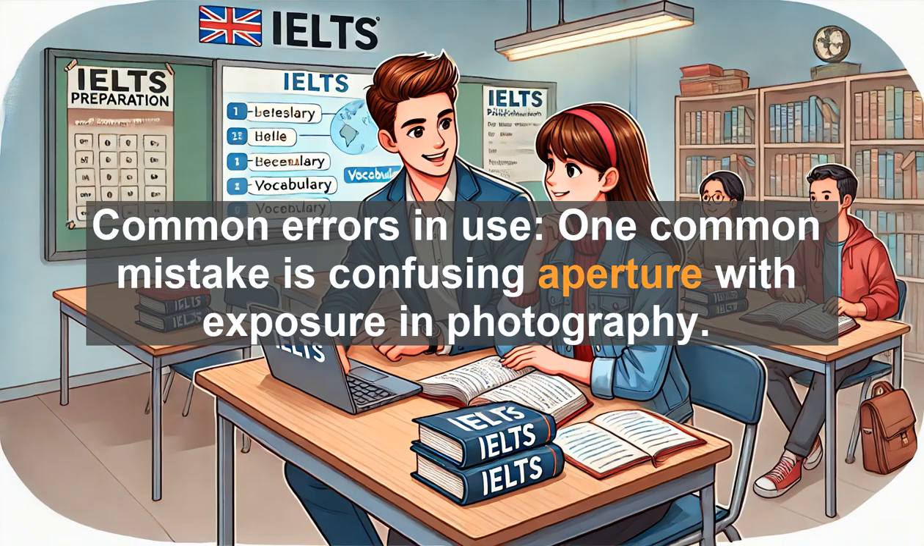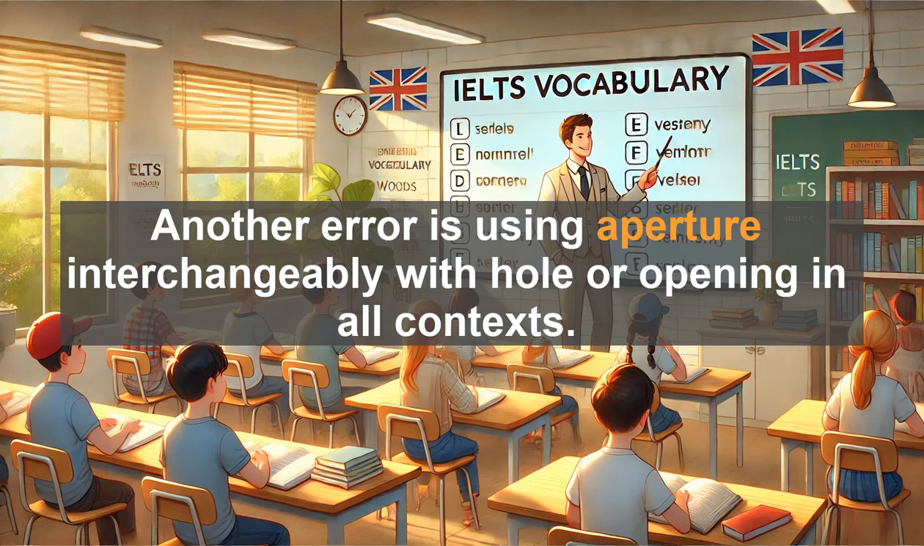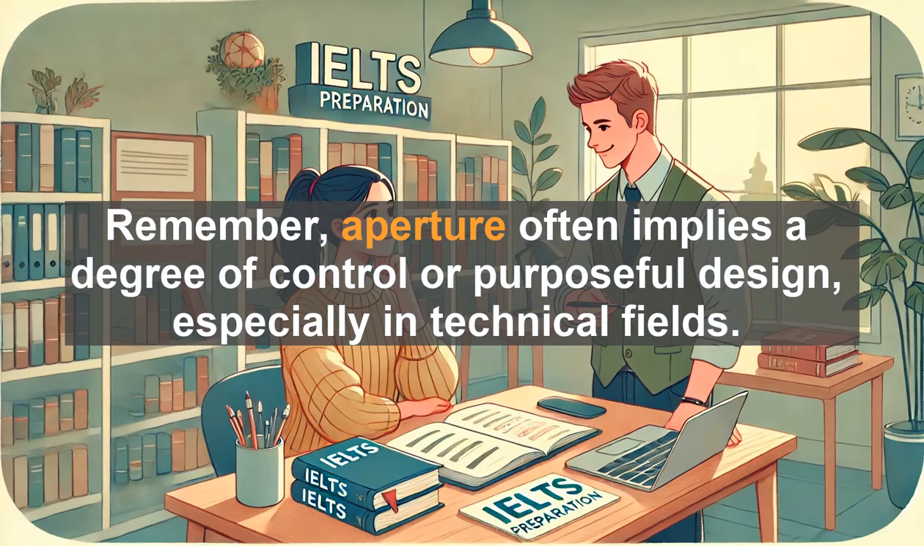Common errors in use: one common mistake is confusing aperture with exposure in photography. While aperture contributes to exposure, it specifically refers to the size of the opening, not the overall light sensitivity. Another error is using aperture interchangeably with hole or opening in all contexts. Remember, aperture often implies a degree of control or purposeful design, especially in technical fields.